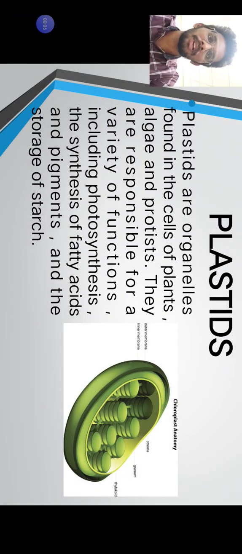Plastids are organelles found in the cells of plants, algae, and protists. They are responsible for a variety of functions, including photosynthesis, the synthesis of fatty acids and pigments, and the storage of starch.